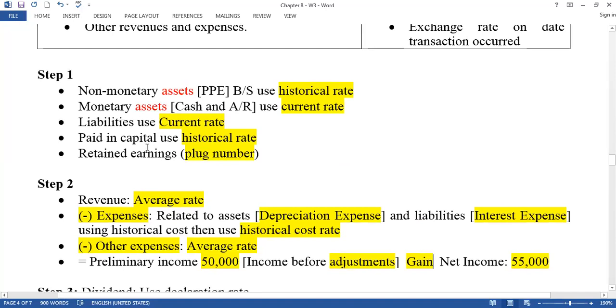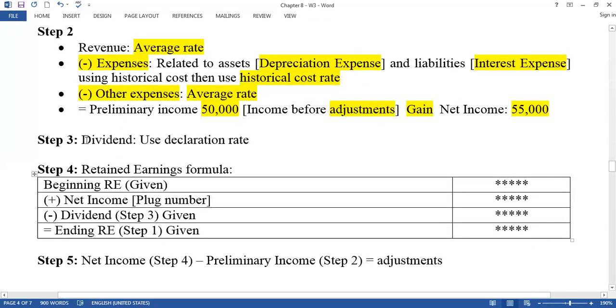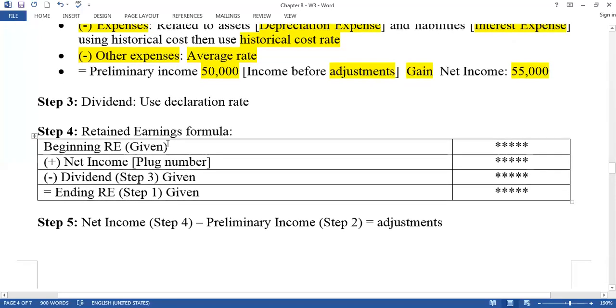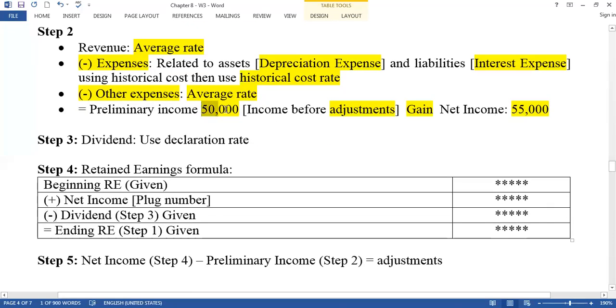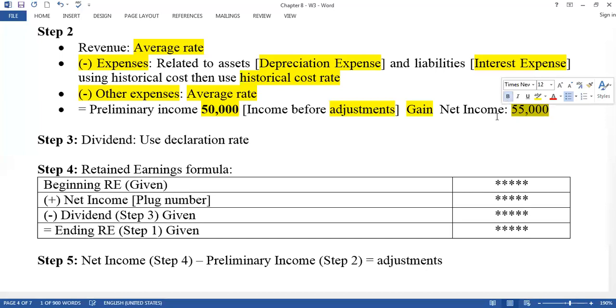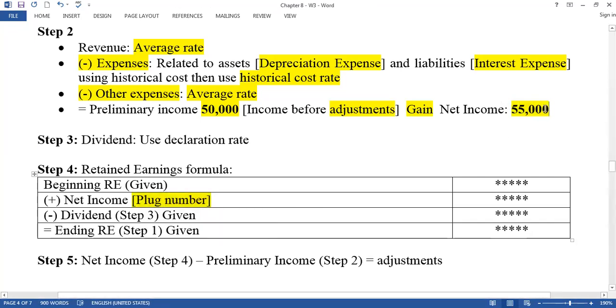So I believe you understand step one and step two. Now, step three, you know the dividend. You are going to use the dividend declaration rate method and the retained earnings formula. We all know this: beginning retained earnings plus net income minus dividend. I put a number here for net income, because we know our preliminary income based on the calculation. And this $55,000, we should calculate by using a plug number, a missing number. This is important. And how do we find this missing number? You know this formula, beginning retained earnings plus net income. All numbers are given except this one.